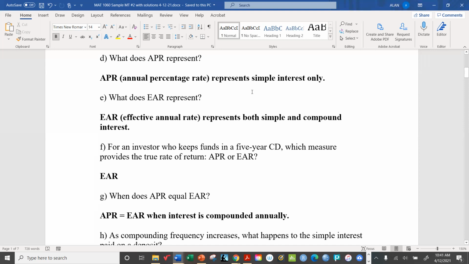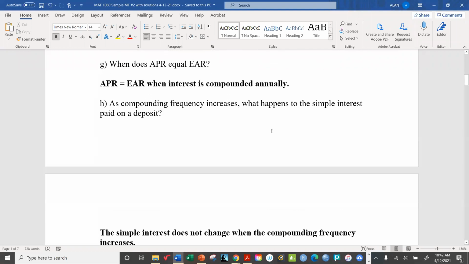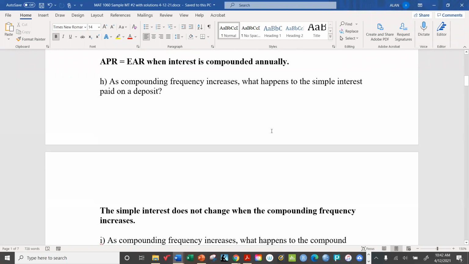So then, as the compounding frequency increases, in other words, as n gets larger, what happens to the simple interest paid on a deposit? Well, this is kind of a trick question, because the answer is the simple interest is not affected by the compounding frequency.